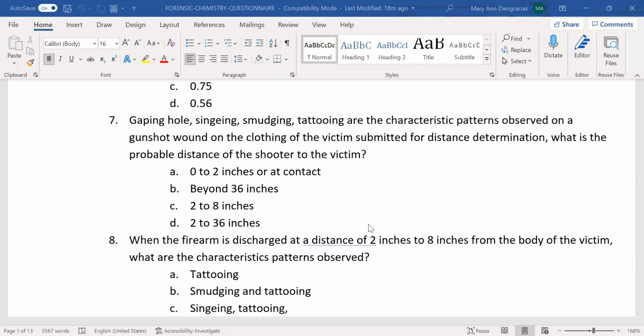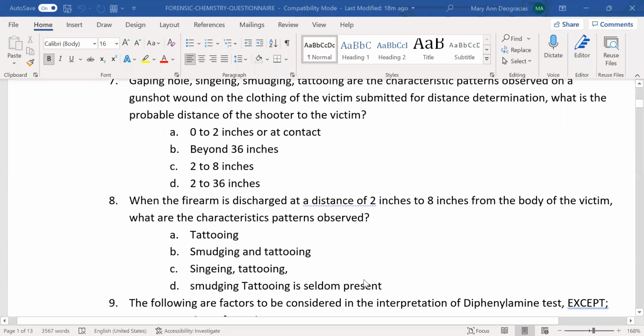Okay, it's the reverse. So we have A, tattooing; B, smudging and tattooing; C, singeing and tattooing; D, smudging, tattooing is seldom present. So your answer is, okay, from Gretchen, letter B. From Sarah, letter B, correct. So smudging and tattooing.